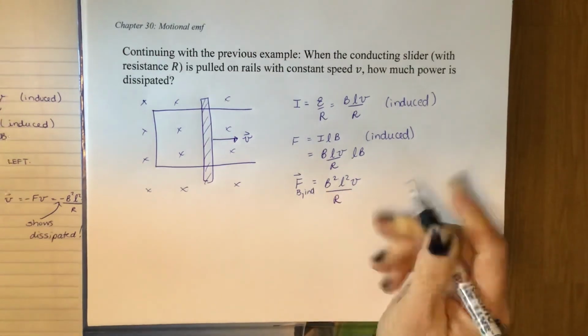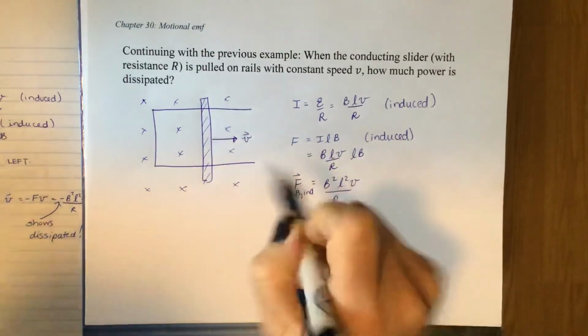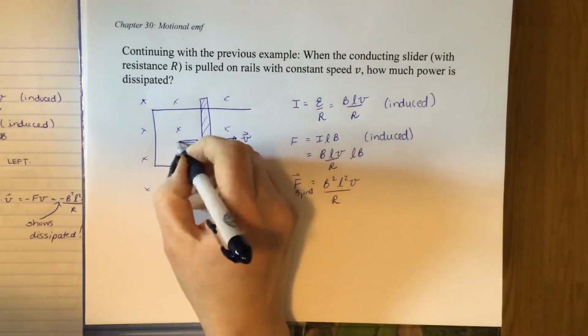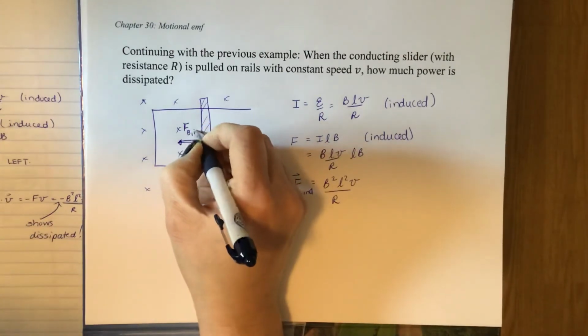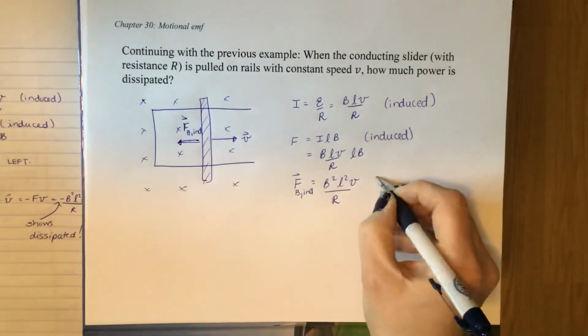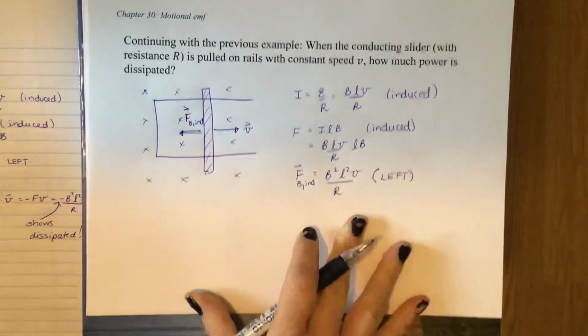What's the direction of this induced magnetic force? The current is up, B is into the page, the force is to the left, which we did on the previous slide, but it never hurts to do it again. So there's our induced magnetic force. So we can put in our direction, minus I, or to the left.